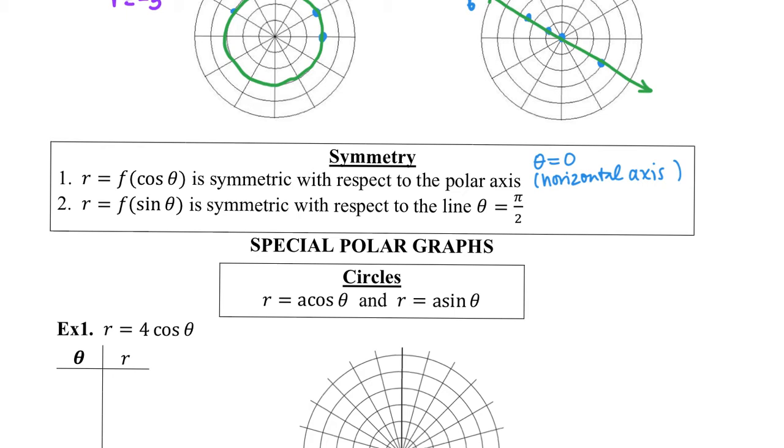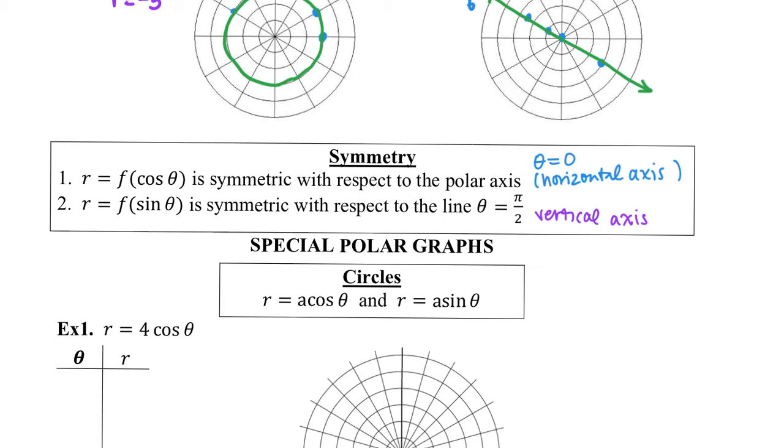For r equals a function in terms of sine theta, it's symmetric with respect to the theta equals pi over 2 line, which is this line. So it's symmetric to the vertical axis. And if you remember arc cosine and arc sine, this is consistent with that. It's also consistent with the unit circle. So we're going to use a table to graph some of the points, and then we're going to use symmetry to either check that our answers are correct or to get to our graph faster.